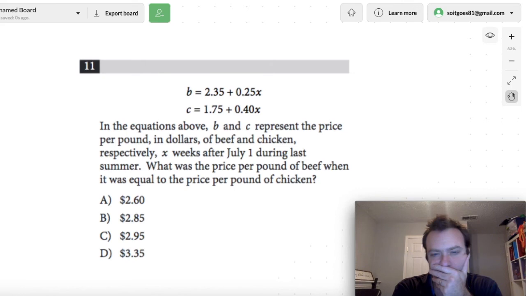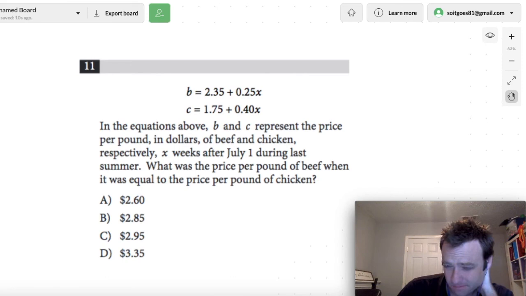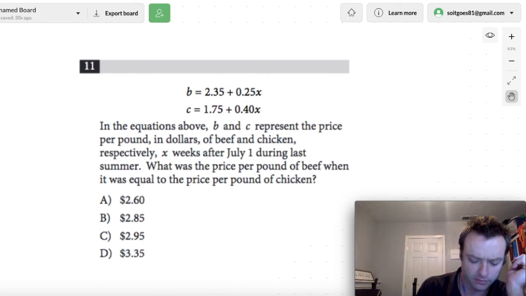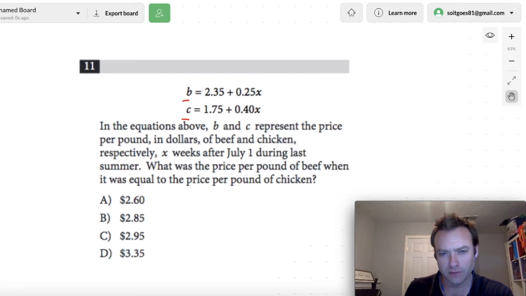Okay. Caden, what are we solving for here with this question? What was the price per pound of beef when it was equal to the price per pound of chicken? Yeah. And we see these variables up here as B and C, right? B is the beef value, and C is the chicken value. So when are those two values equal? There's some number of weeks after July 1st when those are equal.